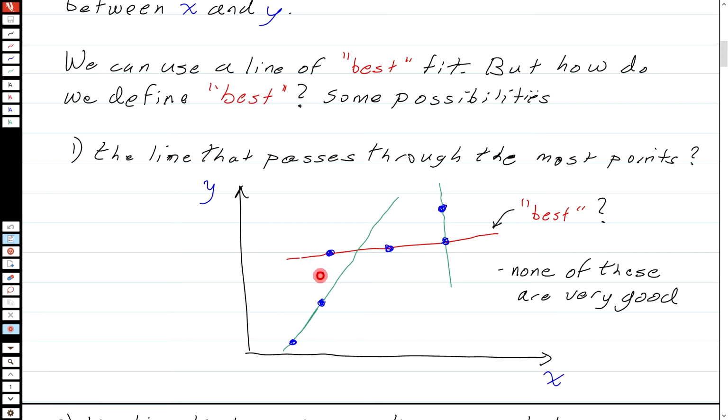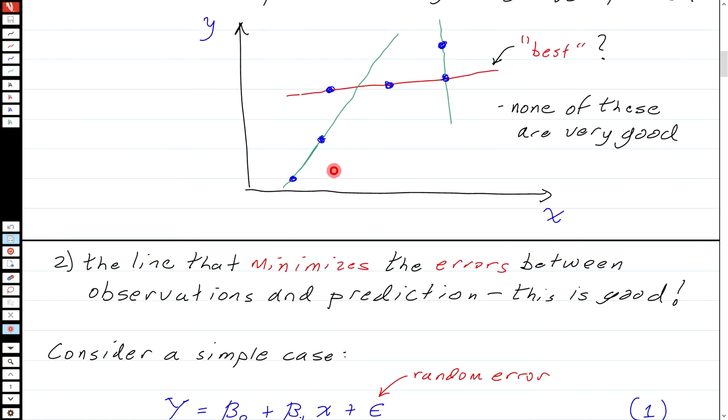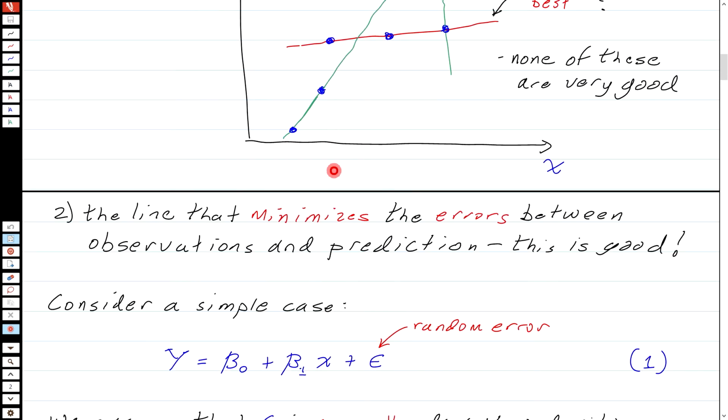The line should actually be more along this sort of direction. And all the other lines that I'm coming up with pass through just 2 points, and none of them are very good either. So this particular definition of best is not really a very good definition. The definition that we end up using in practice is the line that minimizes the errors between the observations and the predictions. And this is a good approach. We'll illustrate this with a simple case.